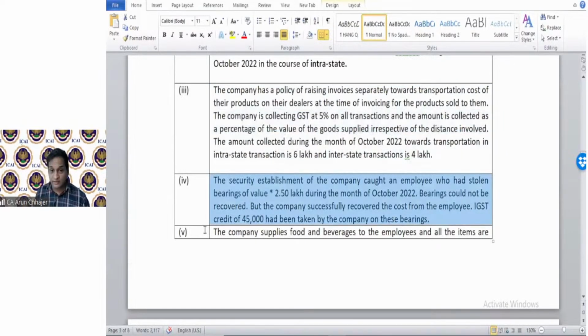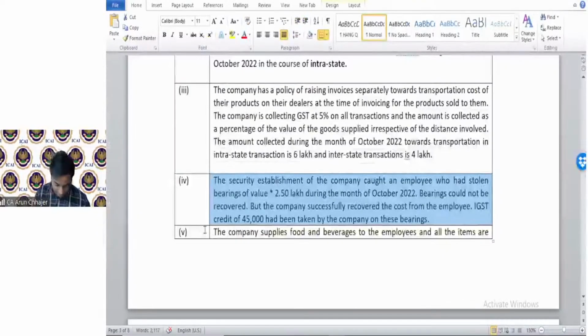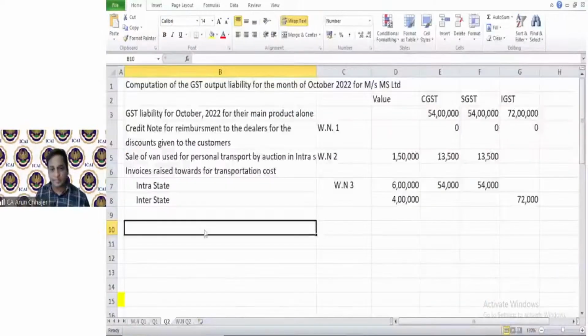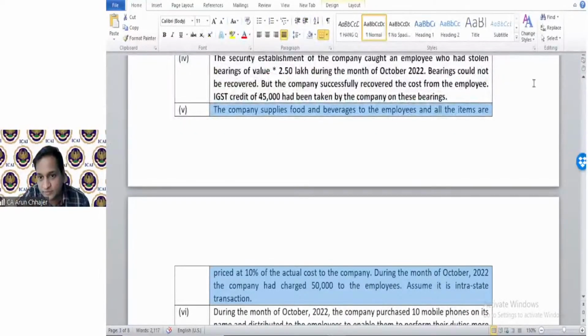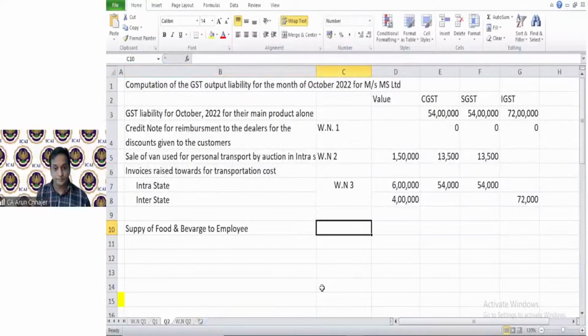So this is reversal of ITC. We will again come to this point. Again, the company supplied the food and beverages to employees. Supply of food and beverages to employee. Again, I will write working note number 4.